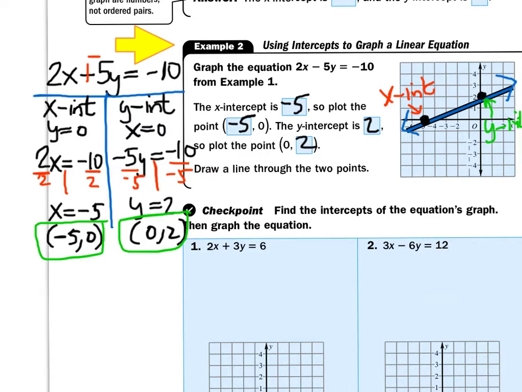They want us to graph the equation 2x minus 5y equals negative 10. And I want you to notice something. See how the y is not by itself? That's always a good indication that we're going to use a different method to solve these. So when the y is not by itself, we usually use the intercepts.